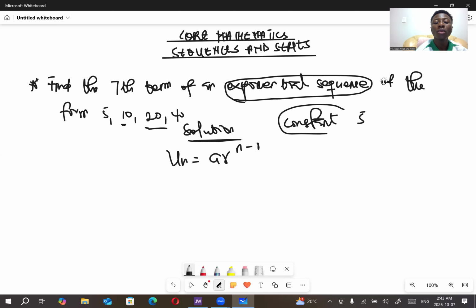Now, Un represents the nth term, and here they said find the seventh term, so n becomes 7. Before that, even before you start, you have to establish your common ratio. The common ratio is calculated by taking any term and dividing by what is behind it. I'm choosing here 20 on 10, so that'll be the third term over the second term.